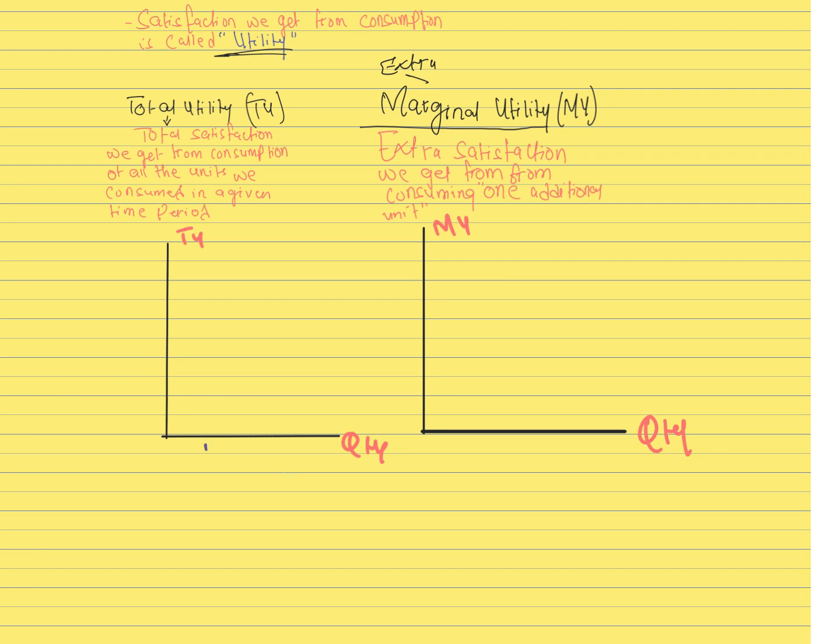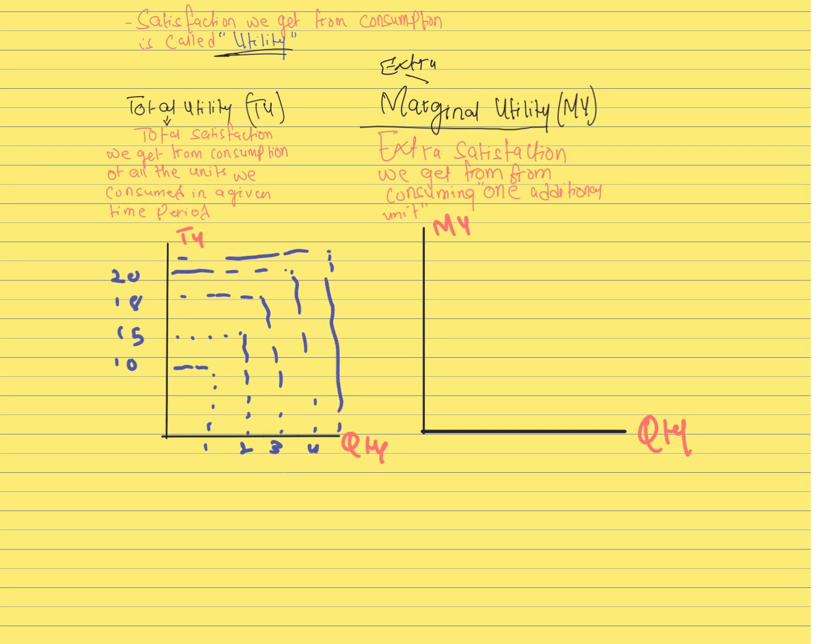So, for example, when I consume the first packet of chips, the satisfaction or the total utility I get out of it was 10. And on the second packet of chips, it went up to 15. And for the third, it went to 18. Let's say the next is 20 and then 21. Now let's join these points so that we can see what the graph will look like.